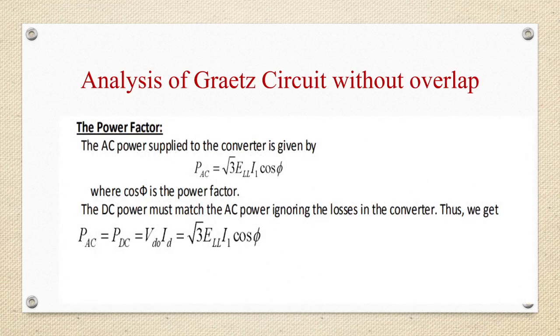Now let us see the power factor. The AC power supplied to the converter is given by PAC equal to root 3 ELL I1 cos phi. Cos phi is the power factor here. The cosine of the angle between voltage and current in an AC circuit is called the power factor. The DC power must match the AC power, ignoring the losses in the converter. So we get PAC equal to PDC equal to Vd0 Id, that is root 3 ELL I1 cos phi.